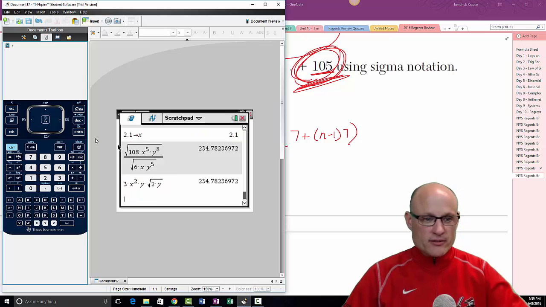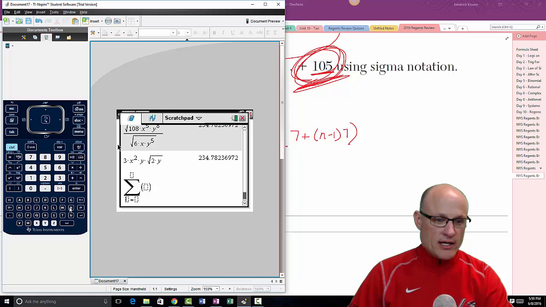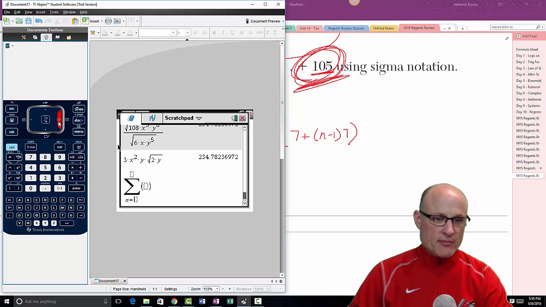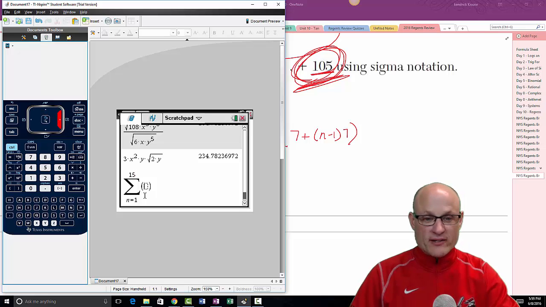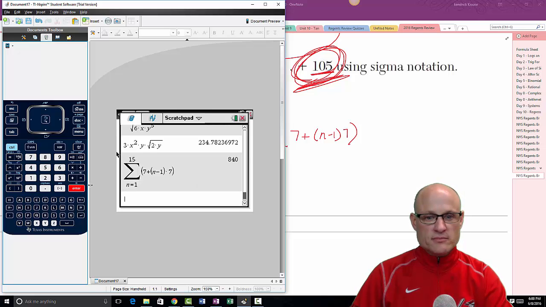Come over to my calculator. I go sigma, baby. n. The only thing I hate about this is typing this all in. 1, but it's easy. 15. I needed to get that 15. I got it. Don't use those parentheses. By the way, if you ever end up with huge parentheses around, start over. Sometimes you get these ginormous parentheses around the E. You've got to start over. 7 plus parenthesis n minus 1 parenthesis 7. 840.